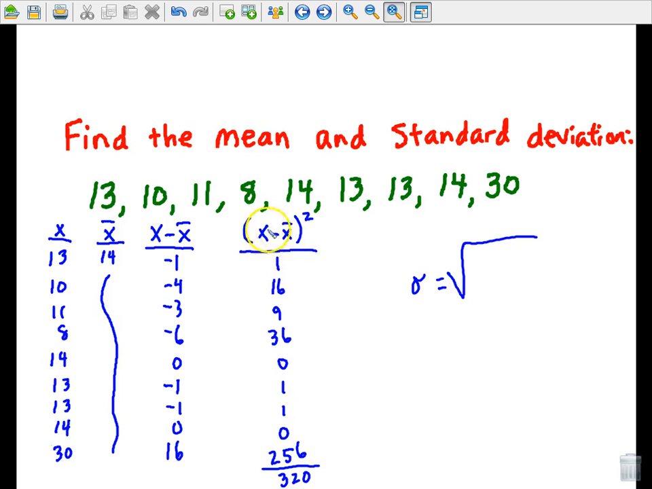Okay, so your standard deviation formula looks like this. It's the square root of the sum of that column divided by the number of terms in your data set. I'll write it out, and then we'll replace it. The sum of that column is 320, and I have 9 terms in my data. So I'm going to do this in my calculator and then round to the nearest tenth.